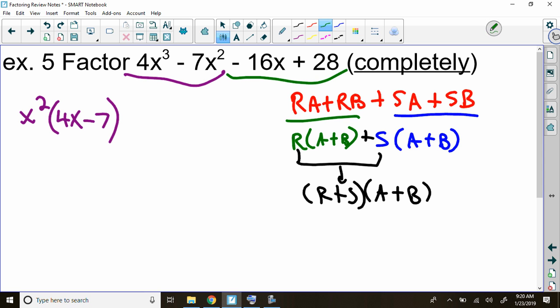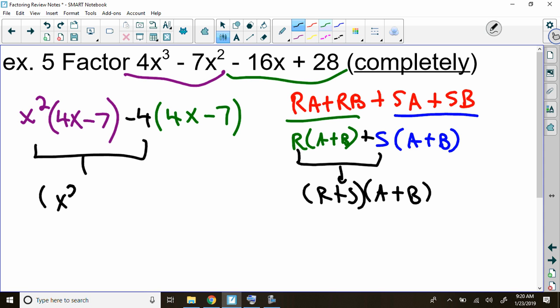So we're going to factor something out of that that's going to make a 4x minus 7 again. I know that 4x minus 7 again's got to show up, so I've got to factor something out. What do you divide negative 16x by to make positive 4x? What do you divide positive 28 by to make a negative 7? It's going to have to be a negative 4 that we factor out. So these two things combine and make x squared minus 4. The other thing that showed up twice is going to make the other binomial.